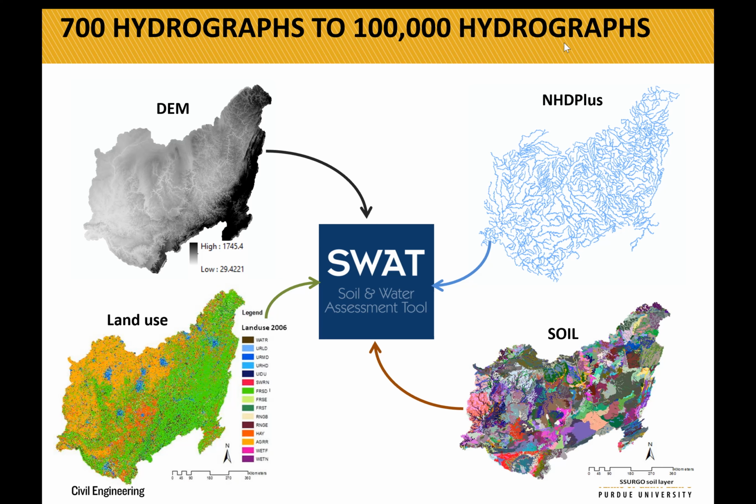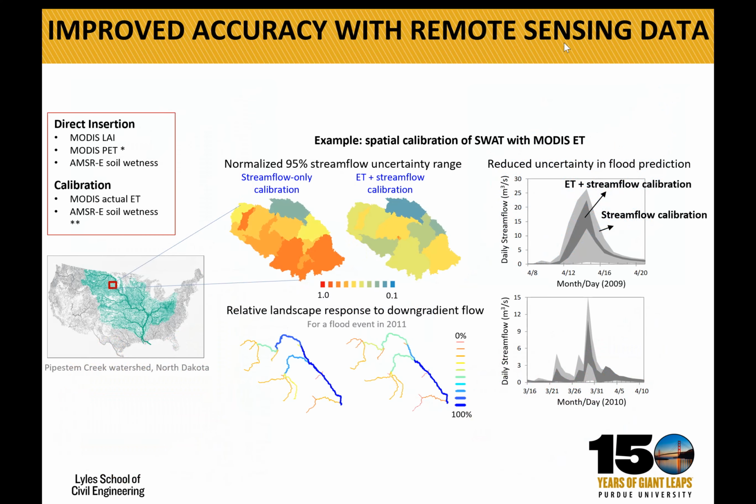So in this case, again, we are using the SWAT model to do that. Now, in traditional SWAT modeling, what we do is we do rainfall runoff modeling. We drive the model using rainfall.